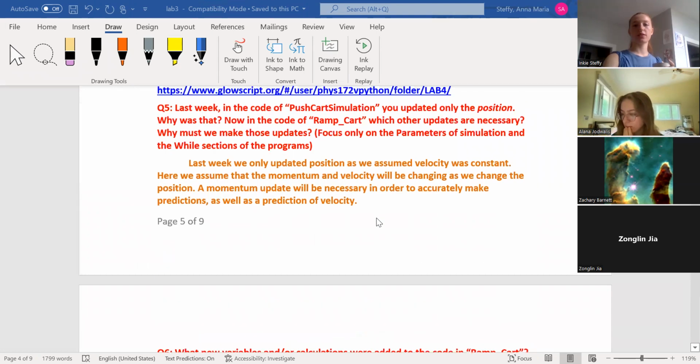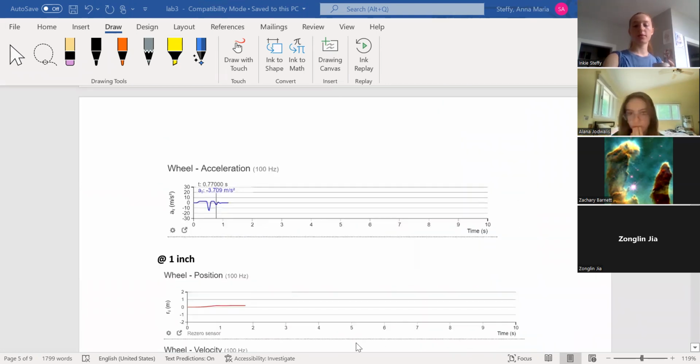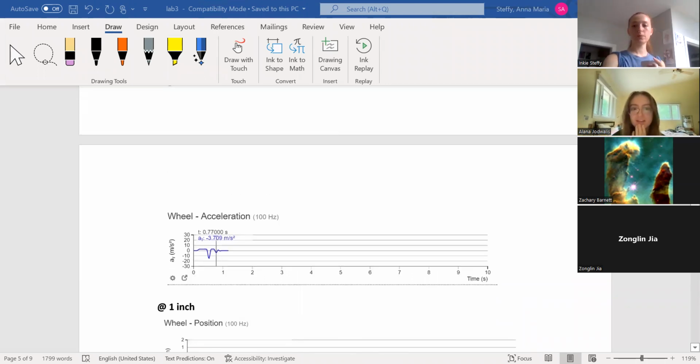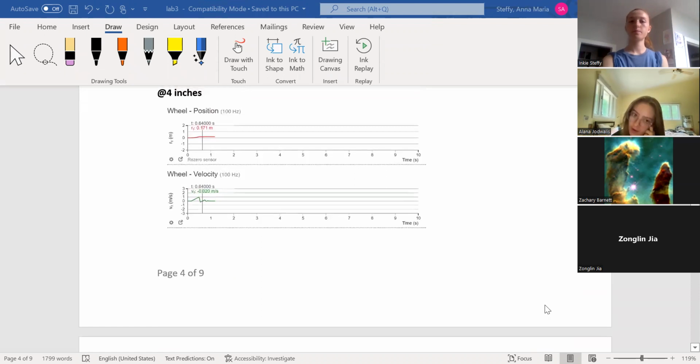Does anyone else want to share their screen or talk about their data? Since I did the same experiment, my graphs look very similar, except I had the cart turned with the axes weird, so it's the reverse. But it still shows the same idea of a greater velocity and energy, or force, when it's at a higher height. Yeah.